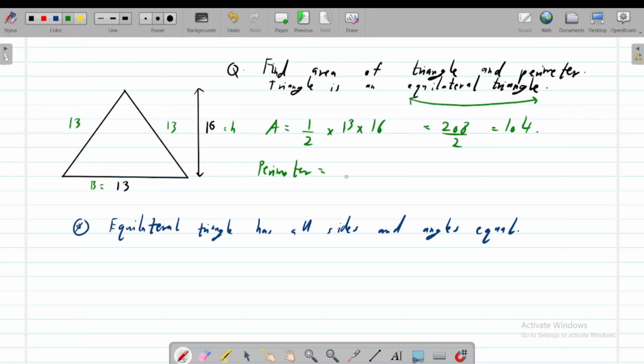The perimeter would be the sum of all sides, so 13 plus 13 plus 13. That would give you a total of 39. So that's your answer. We need to know the different types of triangle as well. I recommend watching a different trigonometry video that's going to teach you what the different types of triangle are, and you can also use that in this case as well.